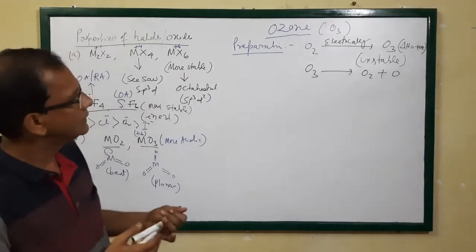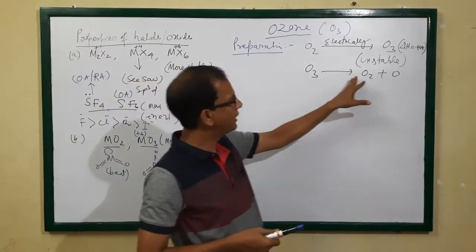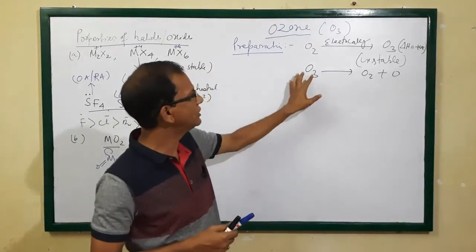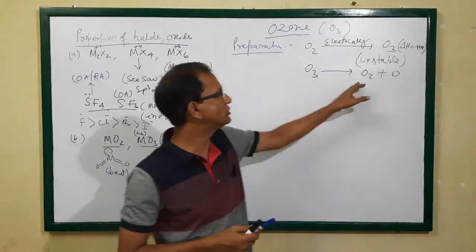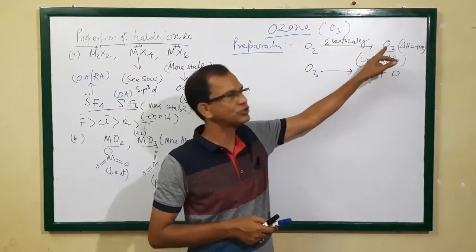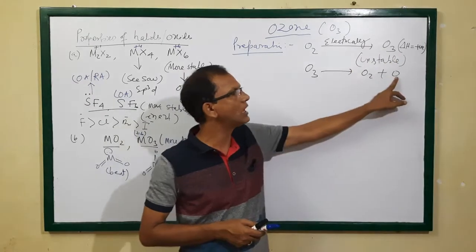So under heat it is exothermic. At high temperature O3 gets dissociated into oxygen and atomic oxygen. That's why ozone acts as an oxidizing agent, because it produces atomic oxygen.